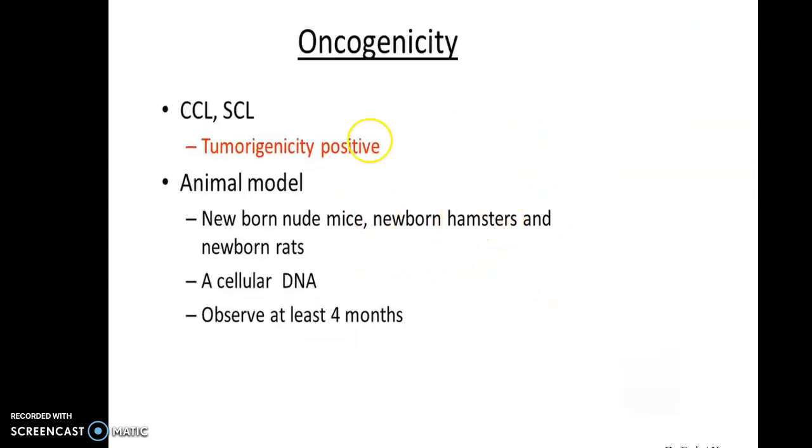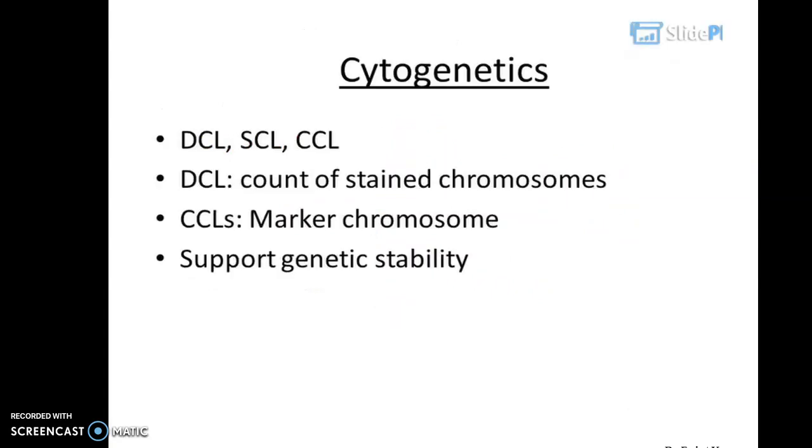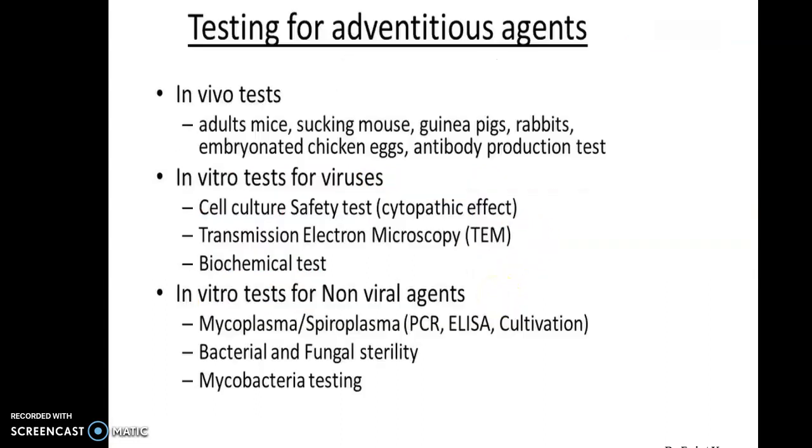Oncogenicity could be checked in CCLs or SCLs. As animal models, you can use newborn nude mice, newborn hamsters, and newborn rats to check the oncogenicity. Cytogenetic tests include DCLs, SCLs, or SCCLs. In case of DCLs, count of stained chromosomes, and in case of CCLs, marker chromosomes and support genetic stability can be checked.